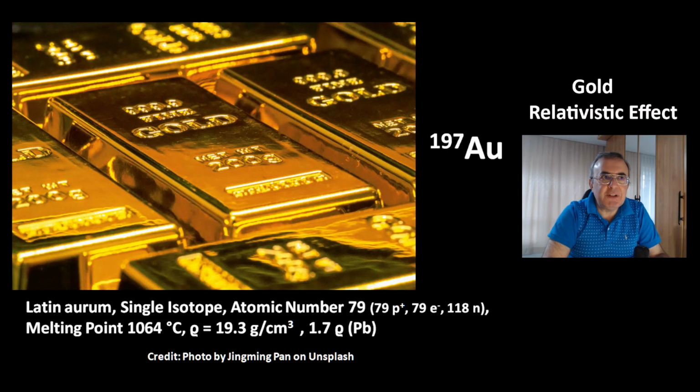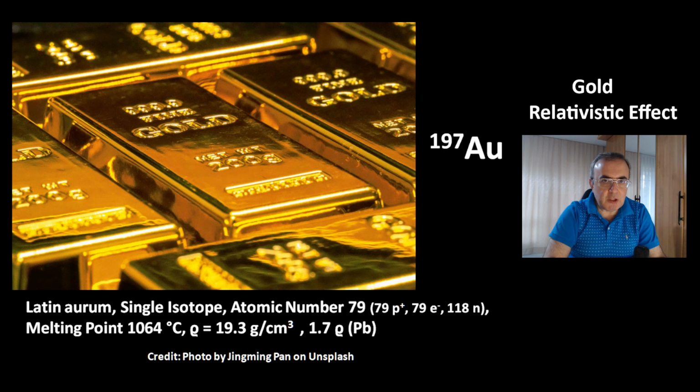Today's video is about the chemical element gold. Its name comes from the Latin word aurum, symbol Au. In nature there is just one single isotope, that's 197. The atomic number is 79. So it means it has 79 protons, 79 electrons, and 118 neutrons.